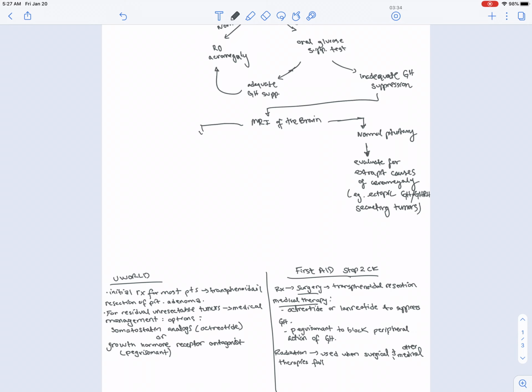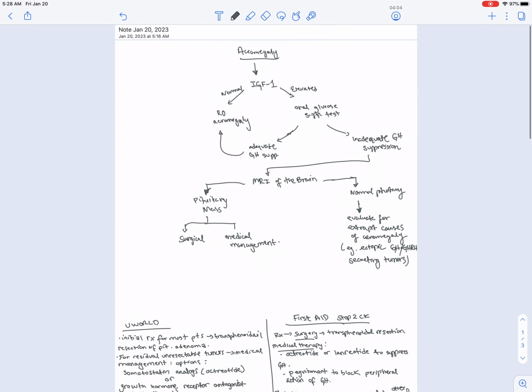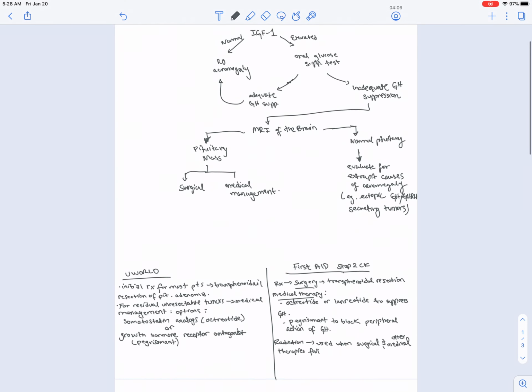However, if we see that the pituitary has a mass, there's two things you can do. Either surgical or medical management. That's all. That is the complete algorithm for acromegaly.